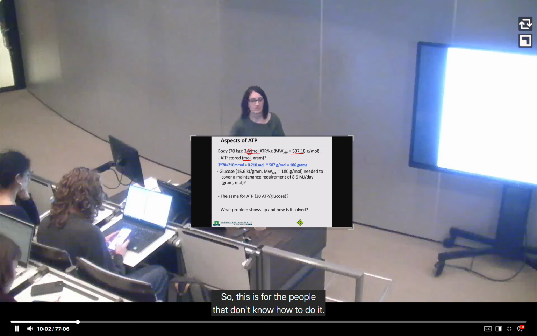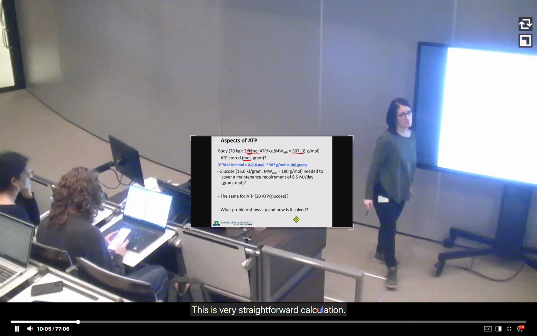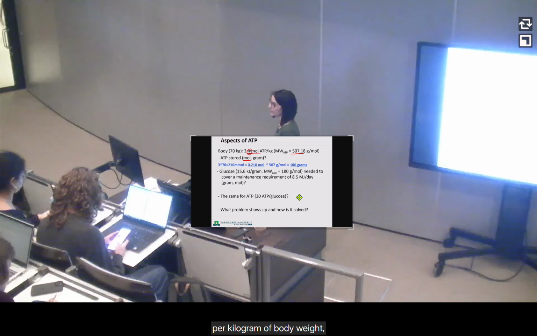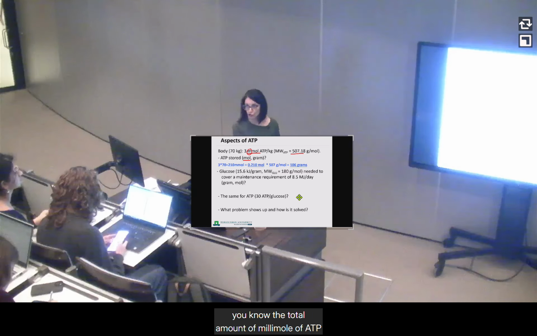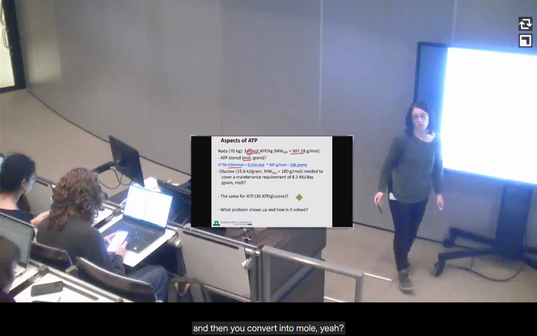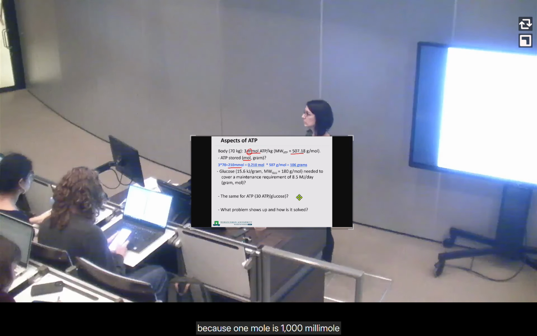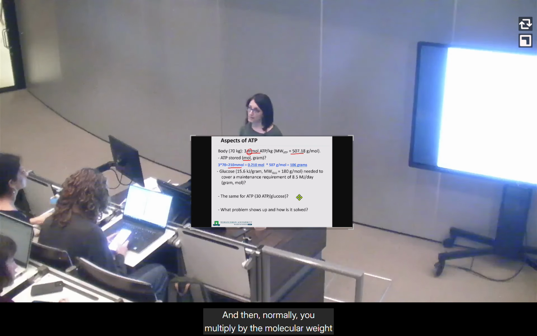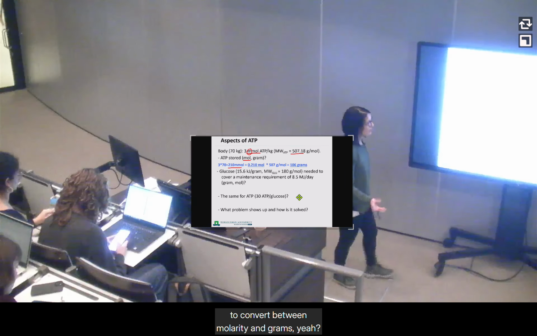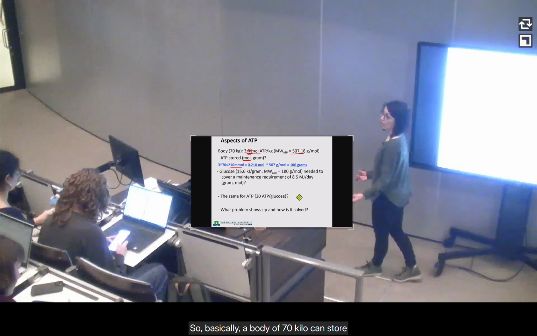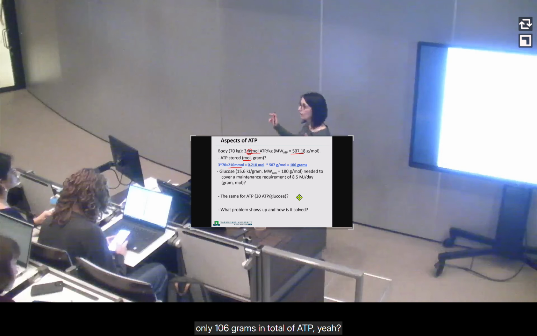Yeah, very well. So this is for the people that don't know how to do it. This is a very straightforward calculation. If you can keep 3 millimole of ATP per kilogram of body weight, then you multiply by that. You know the total amount of millimole of ATP. And then you convert into mole by dividing by 1,000, because 1 mole is 1,000 millimole and the other way around. And then normally you multiply by the molecular weight to convert between molarity and grams. So basically a body of 70 kilo can store only 106 grams in total of ATP.